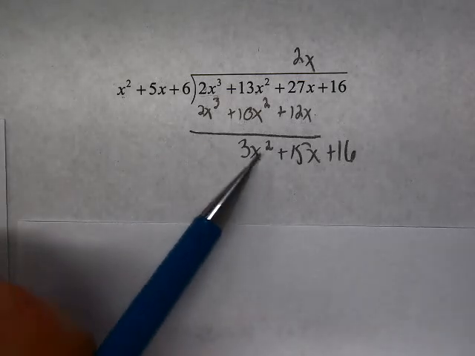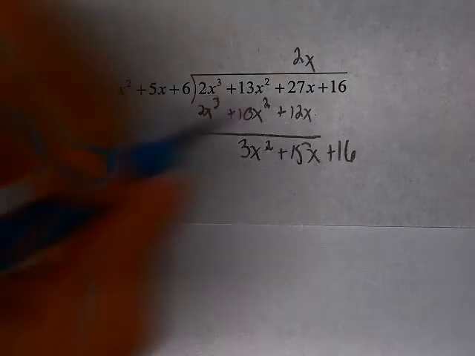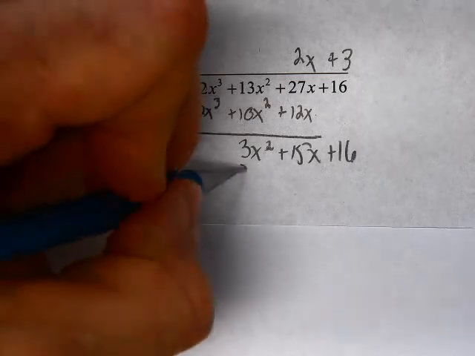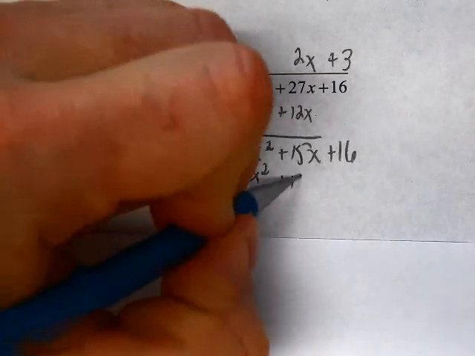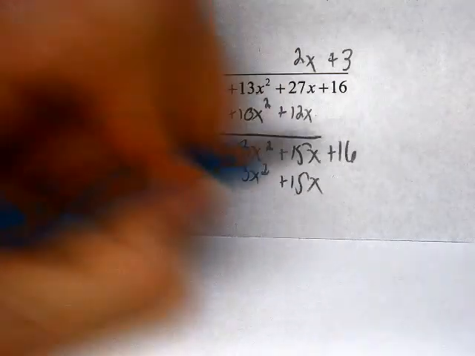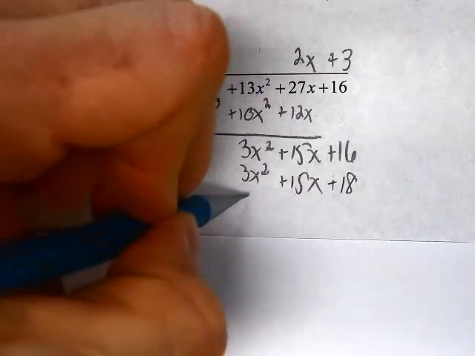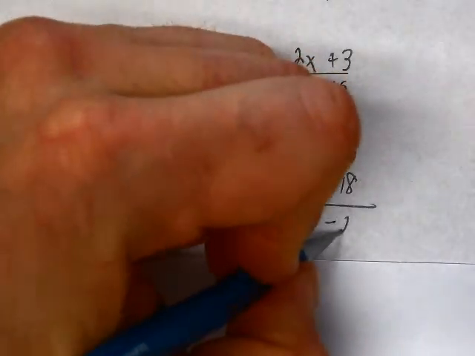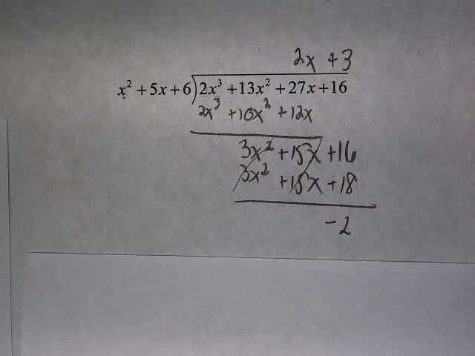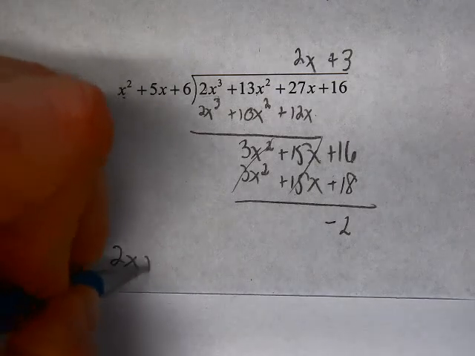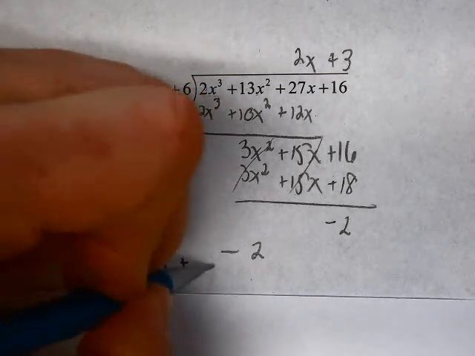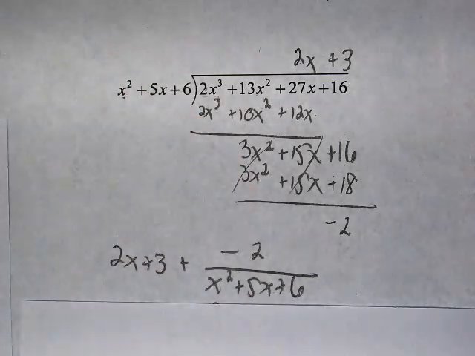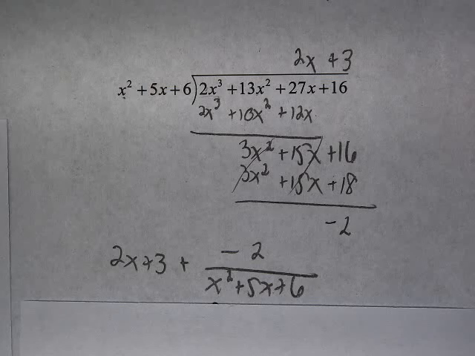Now I'm going to divide again. I have 3x squared divided by x squared. So again, I'm just dividing the leading terms. So I get 3, and then I multiply down. 3x squared. I get plus 15x. Now 3 times 6 is 18. When I subtract, in this case, these two terms both cancel out. So I have minus 2. So what I'm left with is 2x plus 3 plus negative 2 over x squared plus 5x plus 6 when I do that polynomial long division.